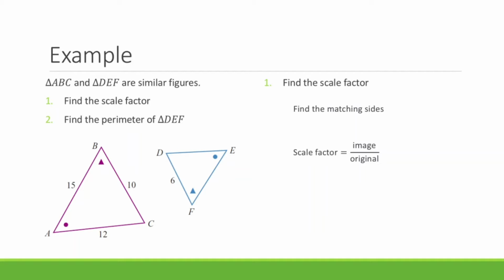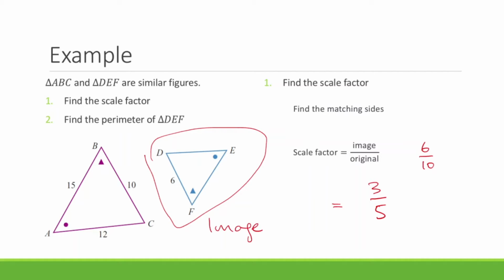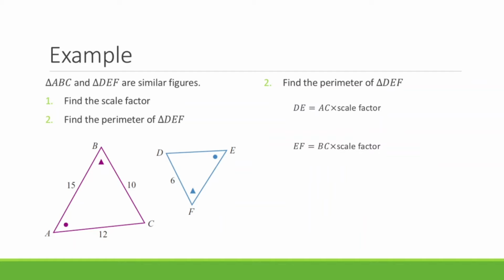Then we've got to find the scale factor, which is 6 over 10, which equals 3 over 5. I'm just assuming that this is the image. Sometimes the textbook will tell you, sometimes you just assume that the one on the left is the original. Now, next thing we're going to do is find the perimeter. We're going to find the perimeter by finding out what DE equals and what EF equals. To do that, we are going to find the original measurements.